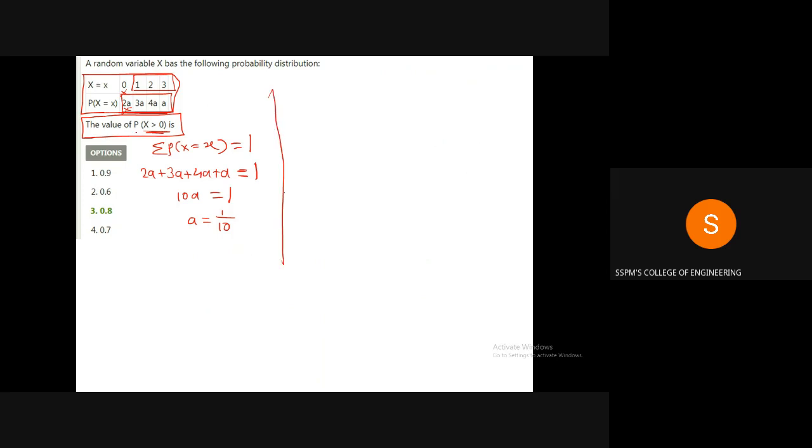Now we have to find the value of p of x greater than 0. See, we have to find the value of p of x greater than 0. So x is equal to 0, this probability is not needed. So all the probabilities above it, we will have to calculate them. Okay. So first we have to calculate the probability of x is equal to 1 plus probability of x is equal to 2 plus probability of x is equal to 3. Okay. So what is probability of x is equal to 1? It is 3a, plus for 2 it is 4a, plus for x is equal to 3 it is a. The total is 8a. Okay.